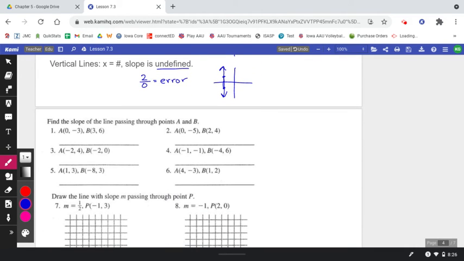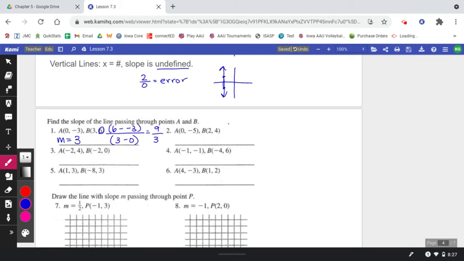So in this example, we have A, the point A is at 0, negative 3, and B is at 3, 6. So for my formula, I'm going to do the second y term, which is 6, minus the first y term, which is negative 3, over the second x term, which is 3, minus the first x term, which is 0. 6 minus negative 3 is 9. 3 minus 0 is 3. Divide those, and you get the slope to be 3.